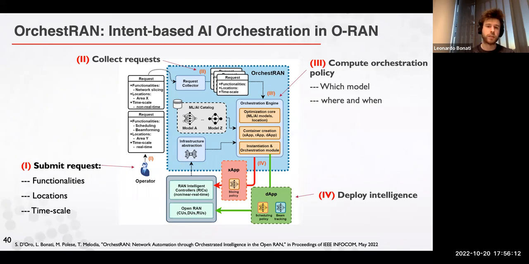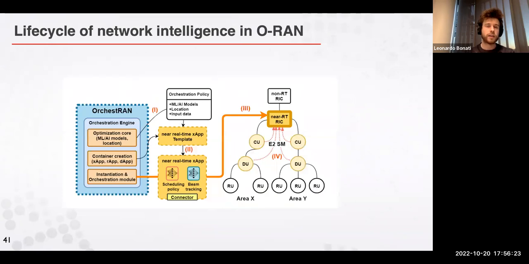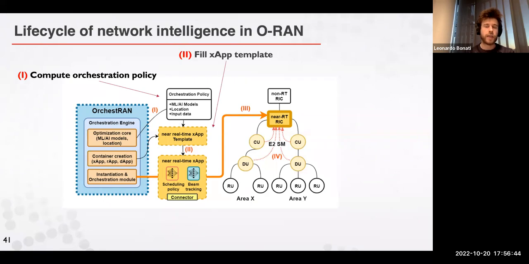So for example, my model can be deployed as an XApp or an RApp, but also as a DApp directly on the elements of my network. And besides deciding the models to deploy, it also manages the life cycle of the deployed models. So once you deploy the model, this orchestrator manages the whole life of our model. So for instance, we will compute some orchestration policy where some models will be deployed on some elements. And then it will deploy the model by filling out some pre-made template of an XApp.